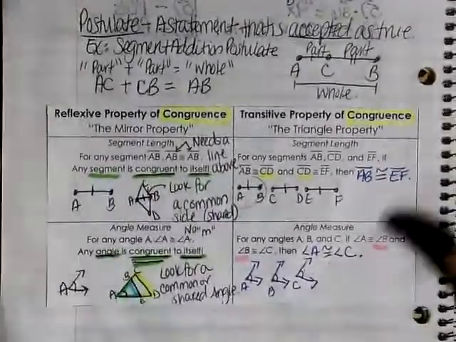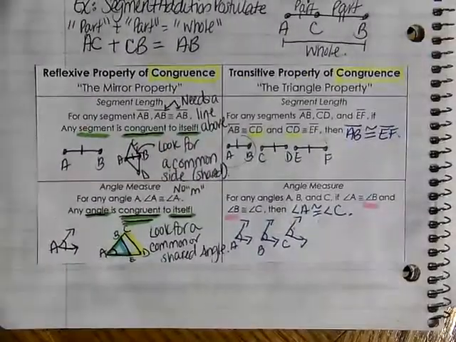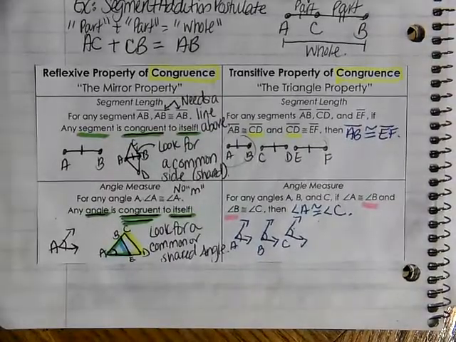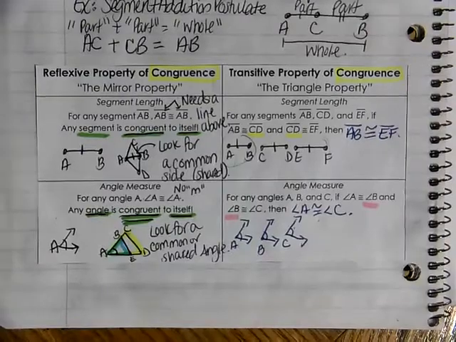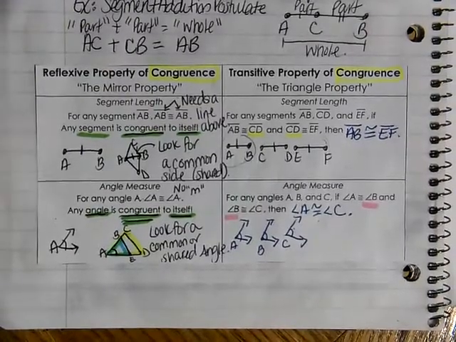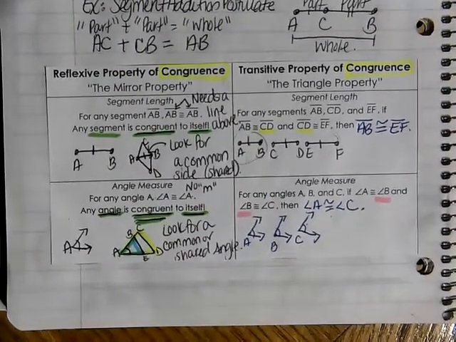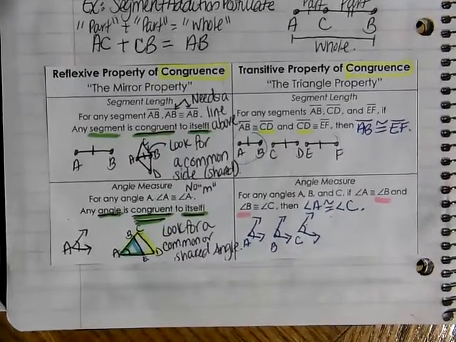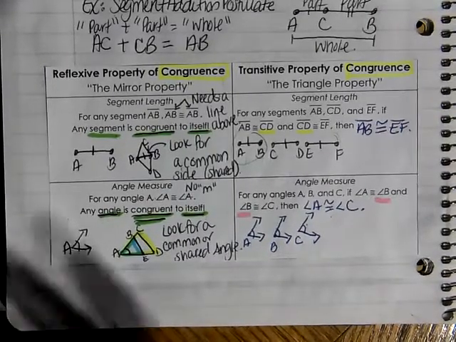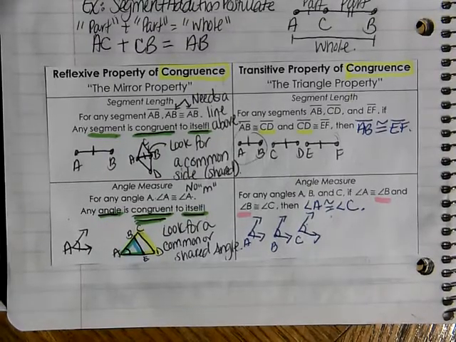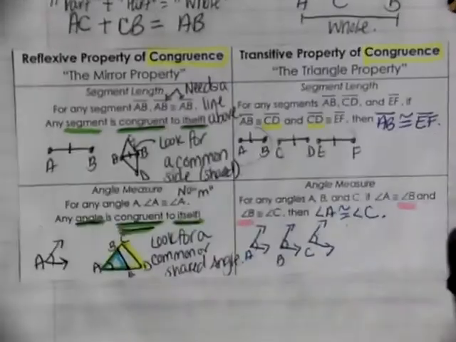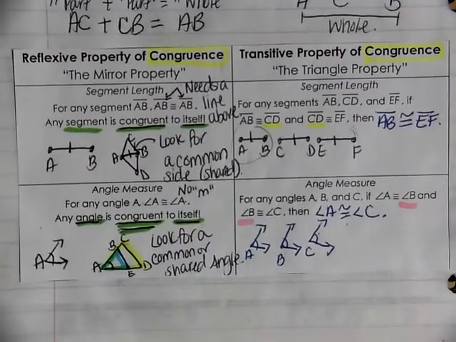One of those statements, or a couple of those different properties that we learned about, was the reflexive property of congruence and the transitive property of congruence. The reflexive property, remember, is what I call the mirror property. And what that means is that all segments and angle measures are congruent to themselves. Now, notice that I'm not working with numbers here.